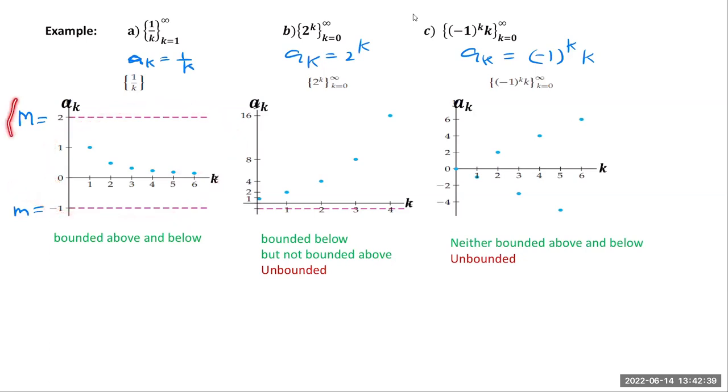All the numbers are less than or equal to this number and bigger than or equal to this number. That means it's a bounded sequence. Or in other words, this is bounded above, both bounded above and below. So it's a bounded sequence. And here is the next example.